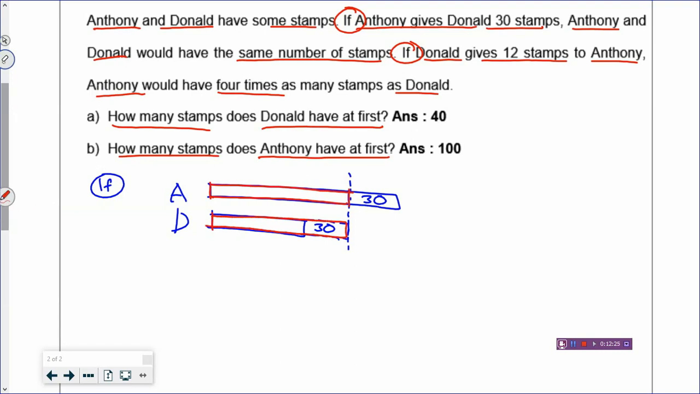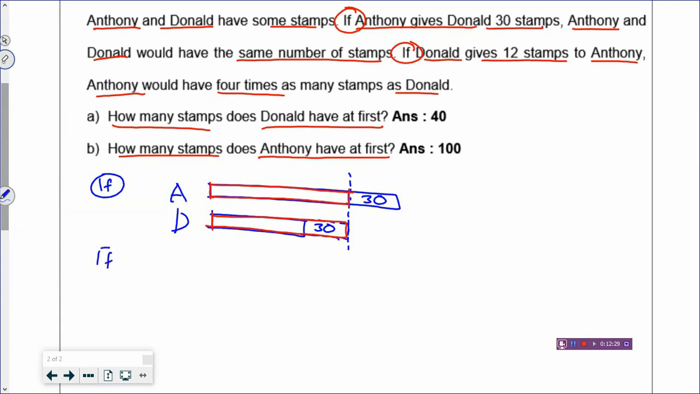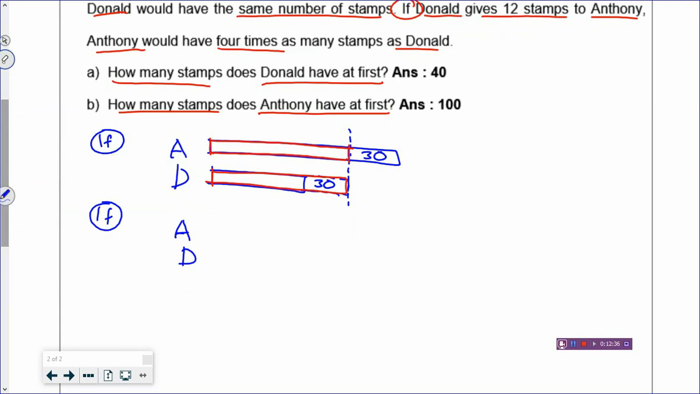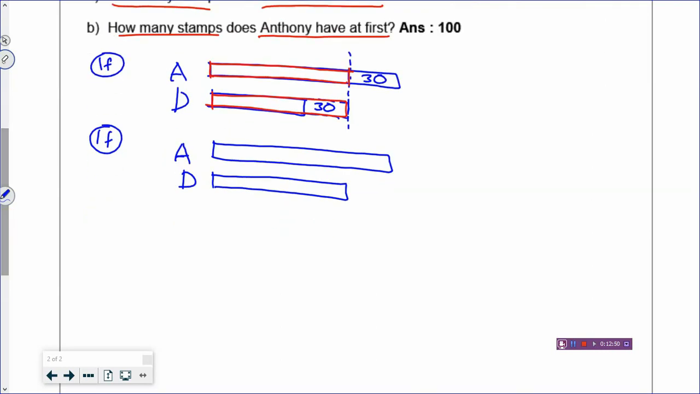All right, let's look at the second if. Now, so I'm going to have a second if, Anthony and Donald. So how to draw this model? Now, to draw the second if, you have to draw their original boxes. So Anthony has until here. Why? If means hasn't given away, right? They haven't given yet. So you have to draw the original boxes to show how many they have at first. Okay, so this is the original boxes.